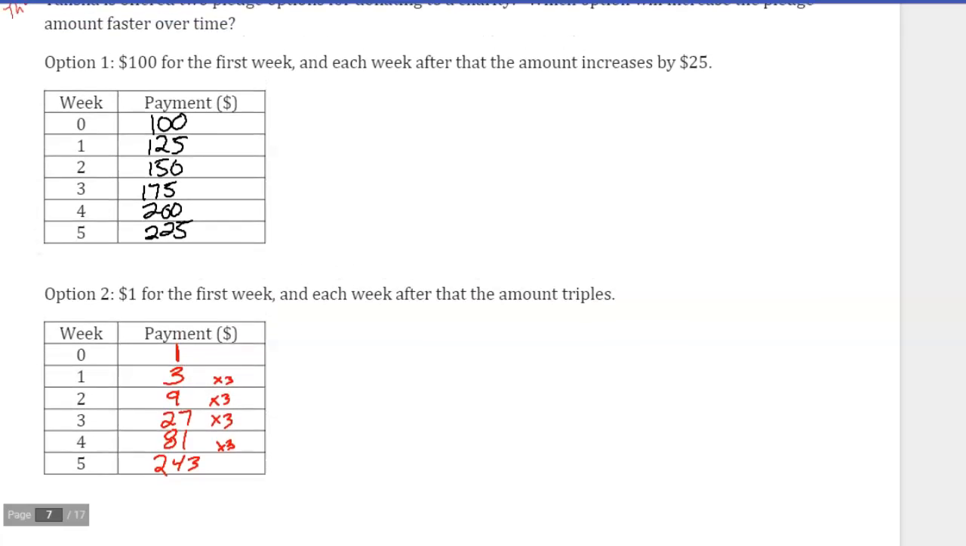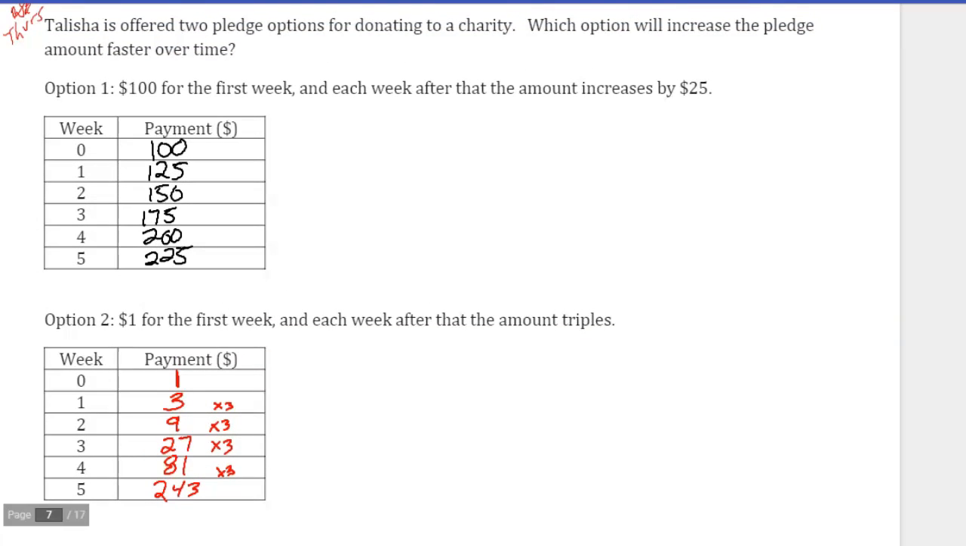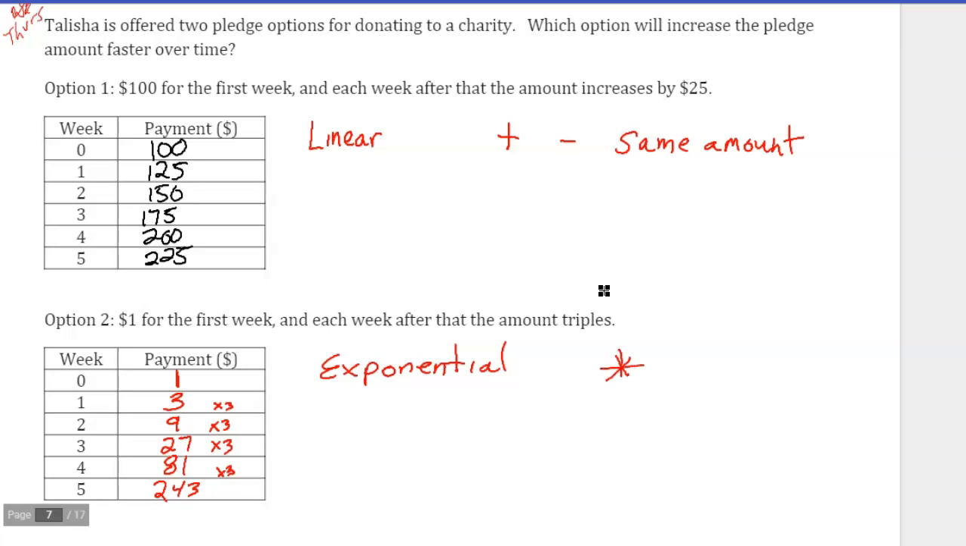Okay, there's 2 different ways of doing this. So this one up here is linear. Linear is when you add or subtract the same amount. This one down here is exponential. This one is where you do multiplication.